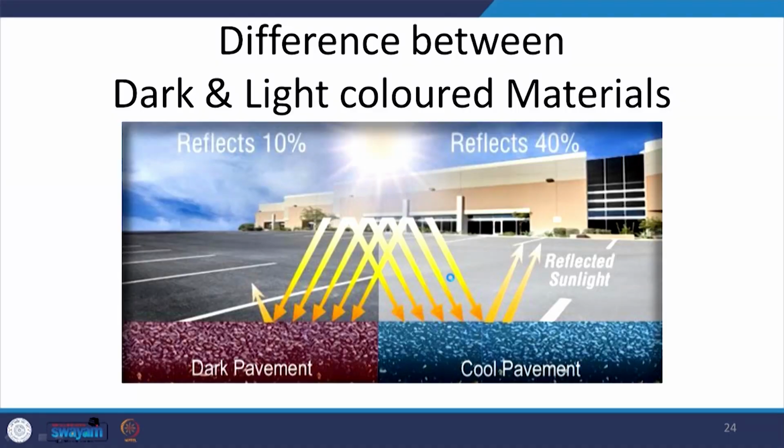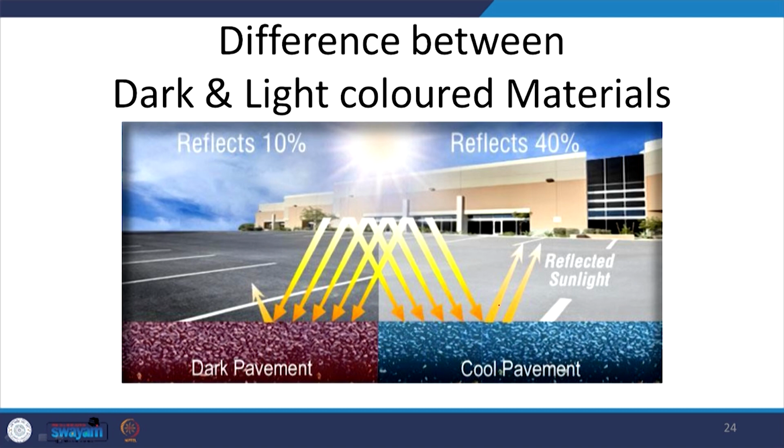So, some of these design strategies will be employed while we are talking about design of site for sustainability. So, we are talking about the materials. Always a light colored surface is better and should be preferred over a dark colored surface and pavement.